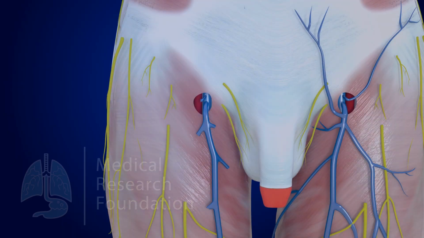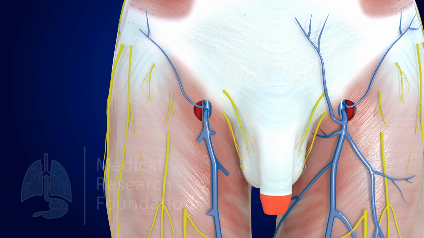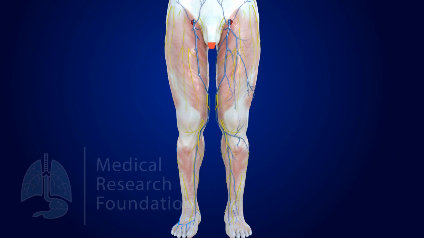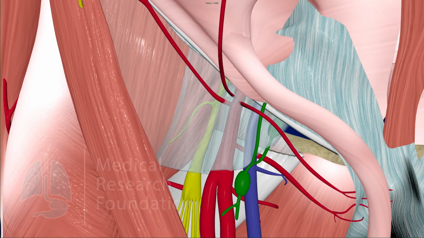Saphenous opening. This is an oval opening in the fascia lata. The center of the opening is 4 centimeters below and 4 centimeters lateral to the pubic tubercle, which lies in front of the femoral sheath.